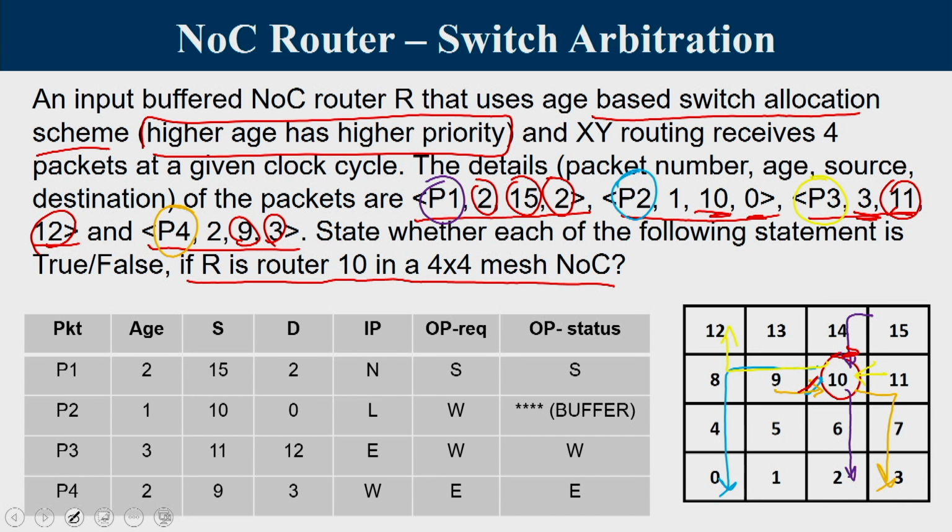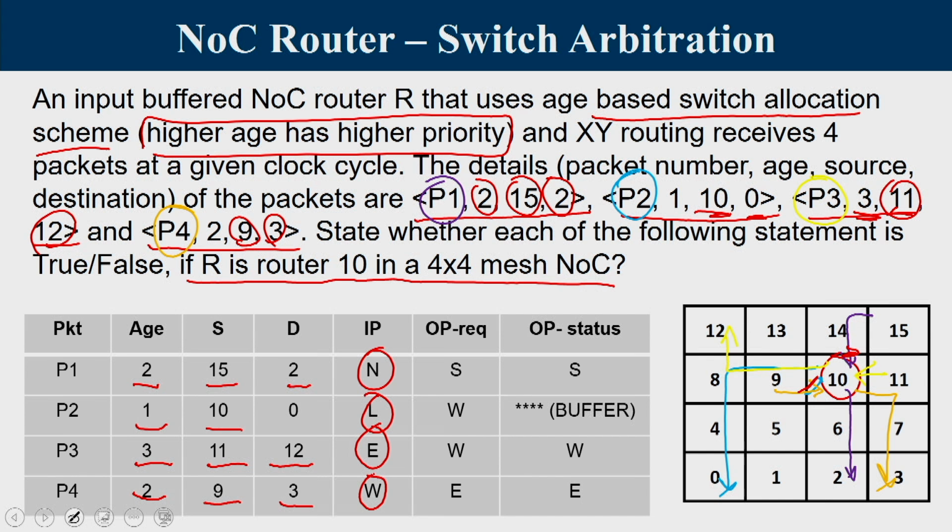Packet P1 has an age of 2, source is 15, destination is 2, and it is coming through the north input port. P2 has an age of 1, it is coming from 10 itself, that is, from the local port. P3 age is 3, source is 11, destination is 12, so it is coming from the east input port. P4 age is 2, source is 9 and destination is 3, so it is coming through the west input port.